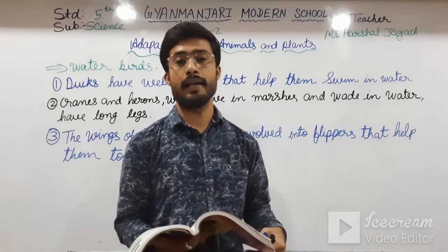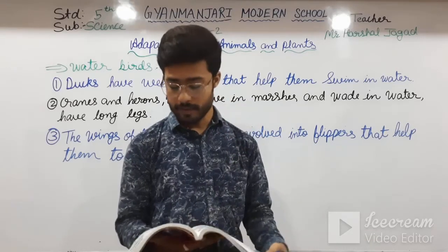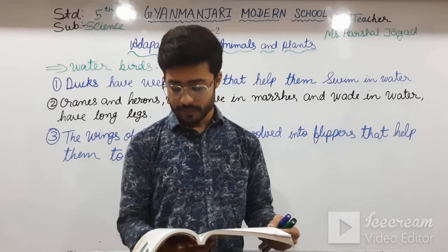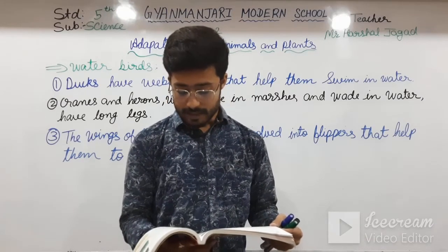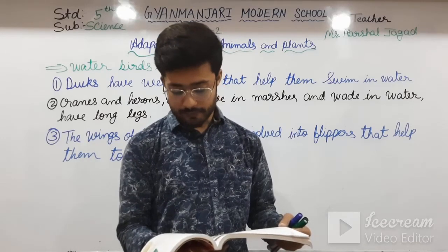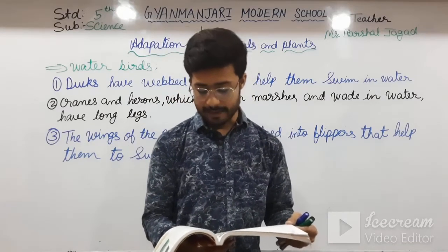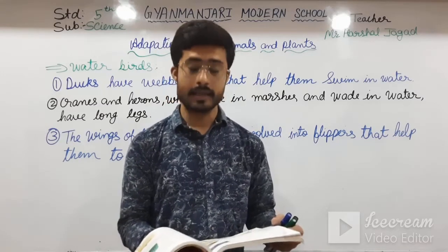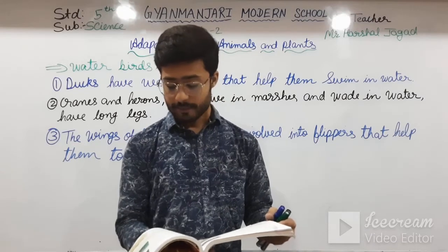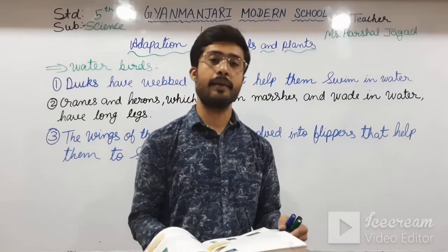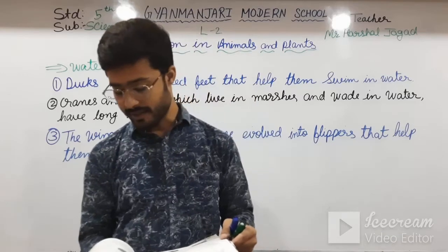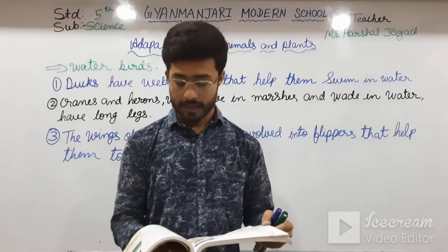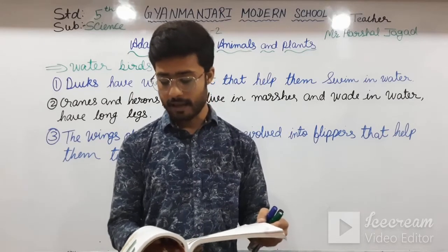Means they can fly in the air because why? They have boat-shaped bodies. Second point, they have three kinds of feathers: soft down feathers that keep them warm, flight feathers that help them fly, and tail feathers that help them steer. First is the soft down feather that keeps them warm. Second is the flight feather which helps them fly, and the third is the tail feather that helps them steer.